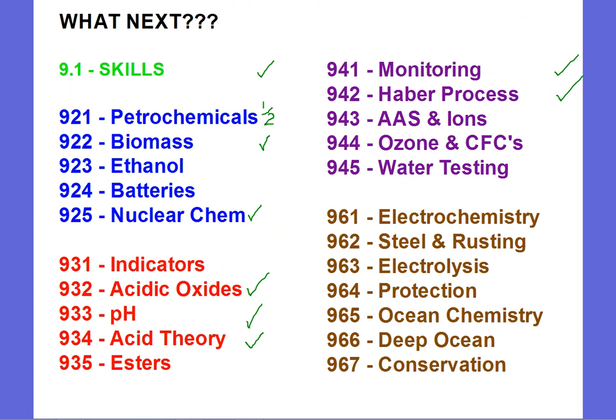Lastly, what's next? So far in our 40 days of chemistry, we've covered quite a few focus areas. We've finished off the skills focus area. We've done the first half of petrochemicals here. There's going to be another half coming up soon. We've done biomass, nuclear chemistry, acidic oxides, pH, acid theory, monitoring in the Haber process. There's still quite a few more things to go. We've got ethanol, batteries, indicators, esters, AAS and ions. I'm thinking I might do that one soon. Ozone and CFCs, water testing, and the whole elective topic.